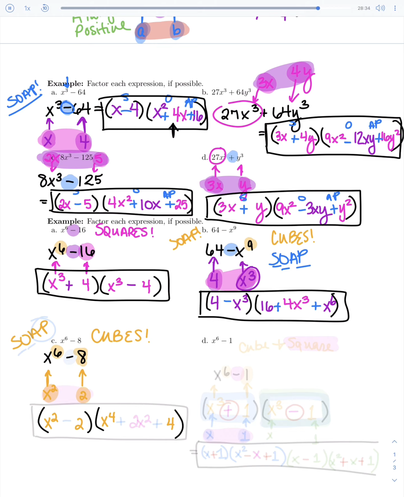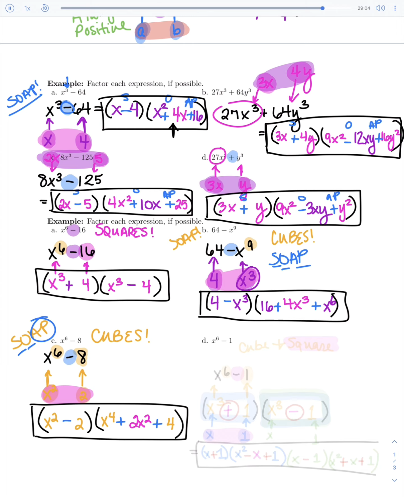And then remember the middle piece is taking those 2 pieces and multiplying. Well, 2 times the x squared is 2x squared. Then using our SOAP with our minus sign is same, minus, opposite, a plus, always positive is another plus. And we will be done there.